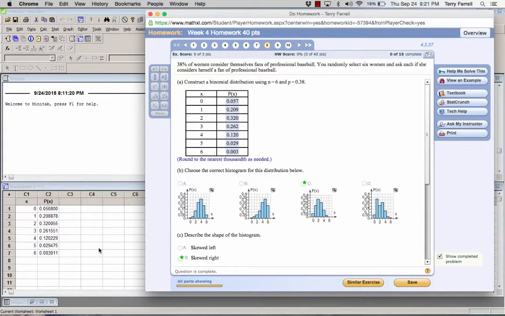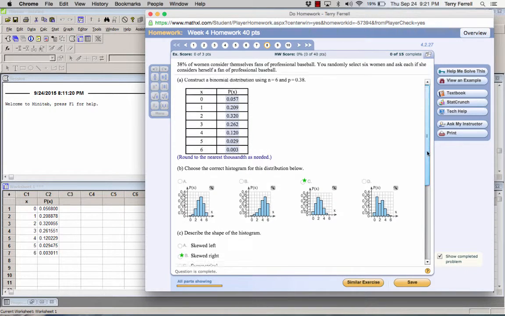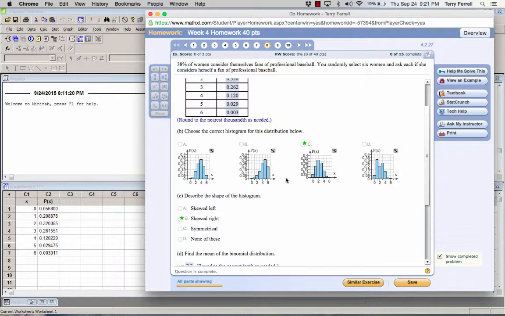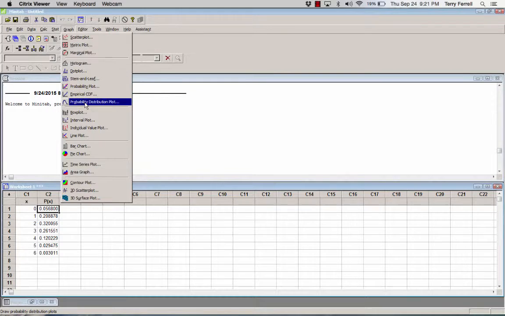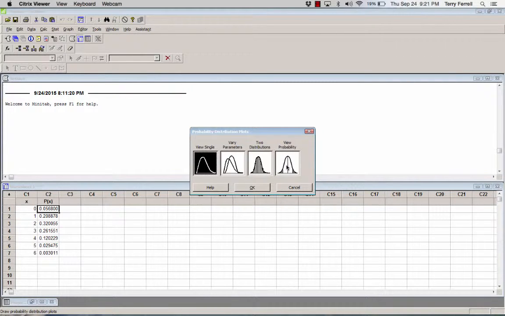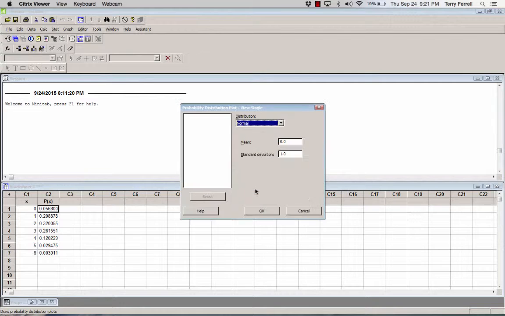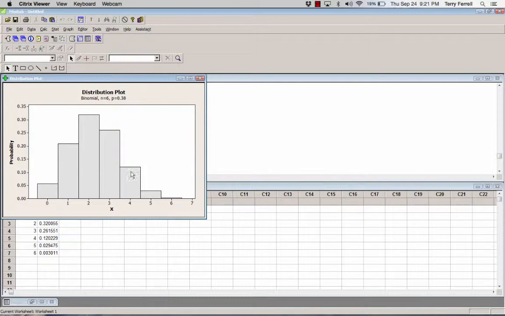Here, same values here. The next one says choose the correct histogram for the distribution below. To get this particular one, you can graph it. Let's go to graph, view probability distribution plot. Let's go view single. I'm going to go to binomial, and the number of trials in this case was 6, and the probability was 0.38, 38%. Then click OK. And there's a picture of my graph.